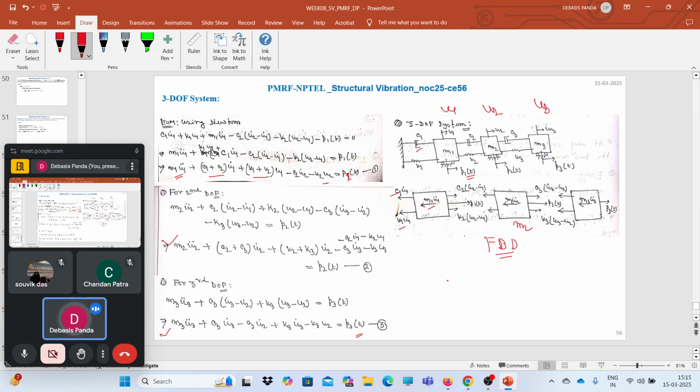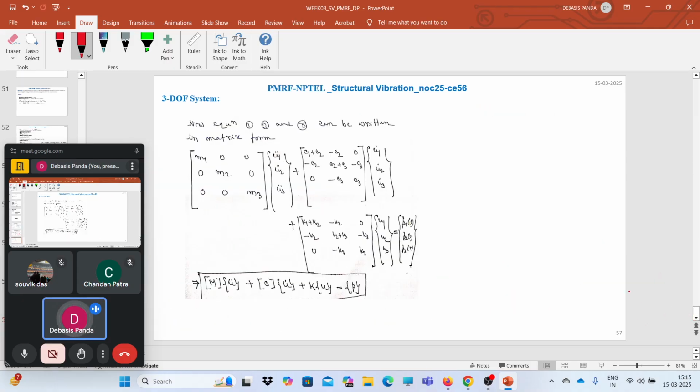Now if we combine equation number 1, equation number 2, and equation number 3 in matrix form, we will again have the mass matrix times X double dot plus the damping matrix times the velocity vector corresponding to each degree of freedom plus K times X is equal to the force vector, and the matrices will look like this. This is the diagonal matrix. The mass matrix is always the diagonal matrix. And look here, the stiffness and damping matrices are coupled through each other, right? The off diagonal terms are not zero here.